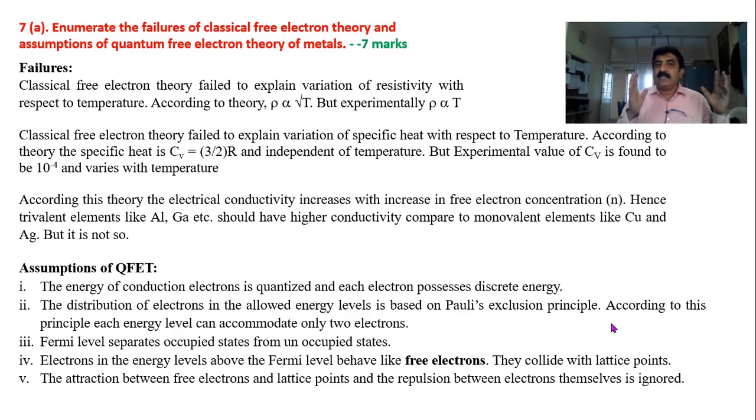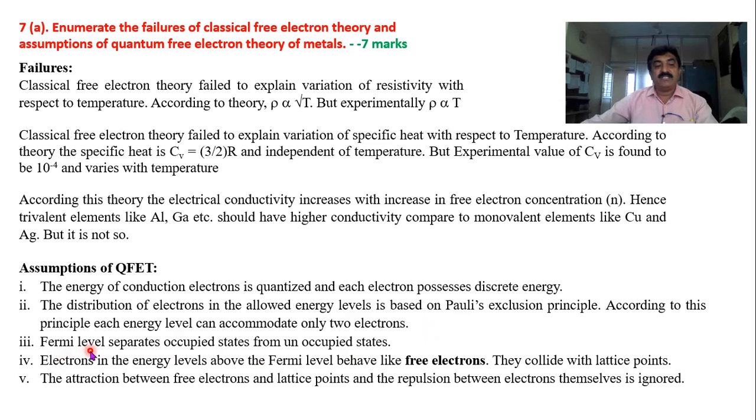If the student size is the deciding factor for accommodating the students in the desk, Pauli's exclusion principle is the deciding factor for accommodating electrons in a given energy level. So this sentence is like that: distribution of electrons in the allowed energy level is based on the Pauli's exclusion principle. According to this principle, each level can accommodate a maximum of 2 electrons. This is the next assumption.